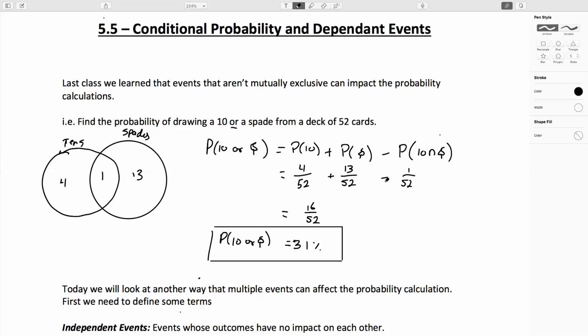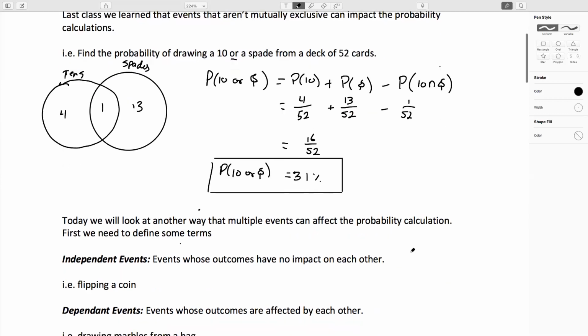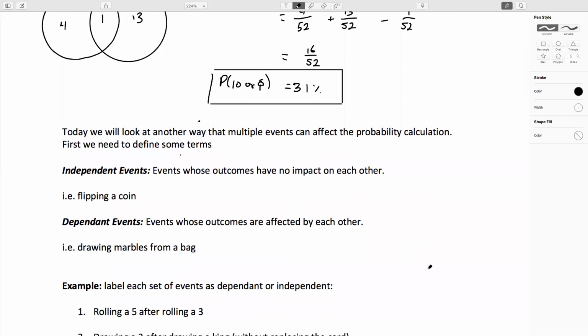However, if we keep the card that we drew and we go to draw another card, well, now suddenly there's fewer cards in the deck, and the probability of getting a 10 next time is different. So that is the idea we're trying to build on, that sometimes, depending on what you're doing, you may influence the probability of a future event by doing something in the present. So let's take a look at this. Today we'll look at another way that multiple events can affect the probability calculation. First, we need to define some terms.